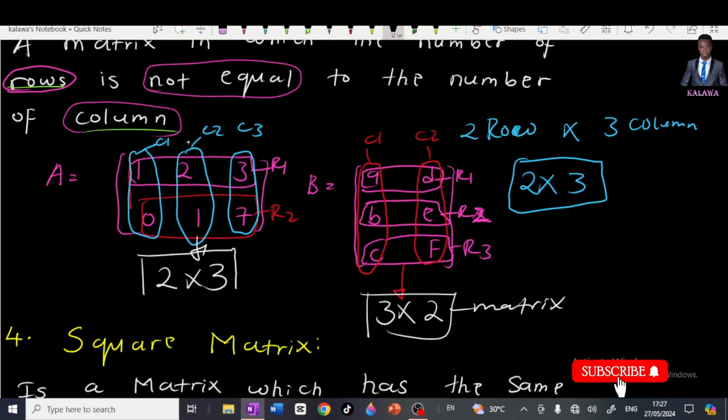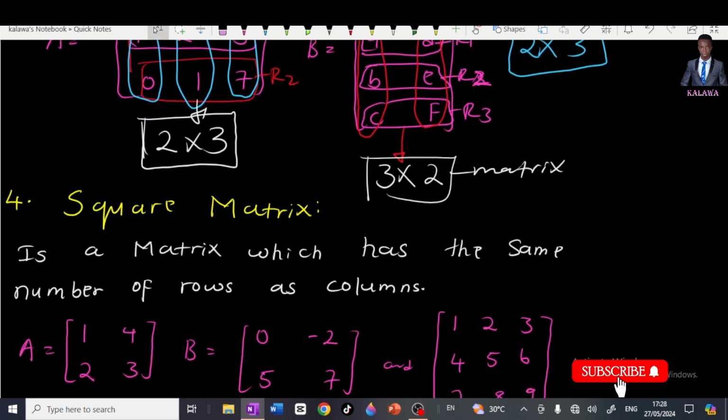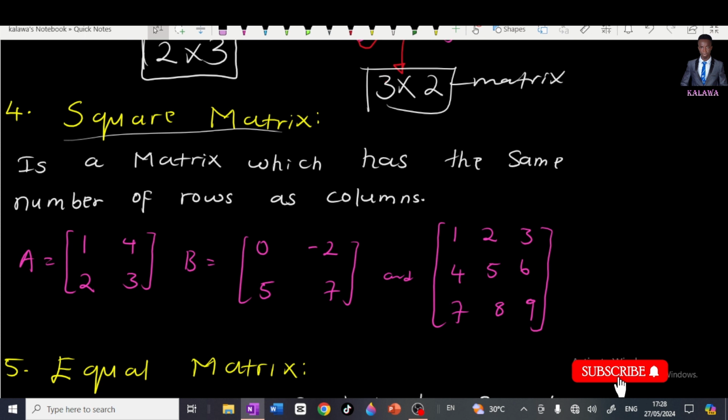Don't get distracted. This is how you always write a matrix: it is always the row by the column, not the other way around. And then we have the square matrix. As the name implies, a square matrix is a matrix which has the same number of rows and columns. That one is simple. It has 2 rows and 2 columns, or 3 rows and 3 columns. Let's take an example. The first row, 1 and 2, is R1, and then 2 and 3 is R2. This is 2 rows.